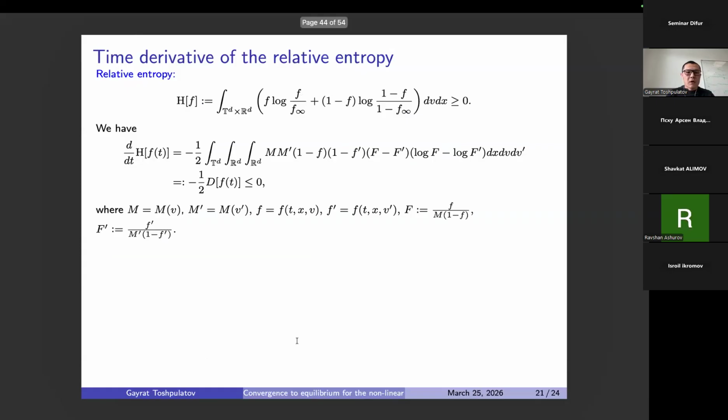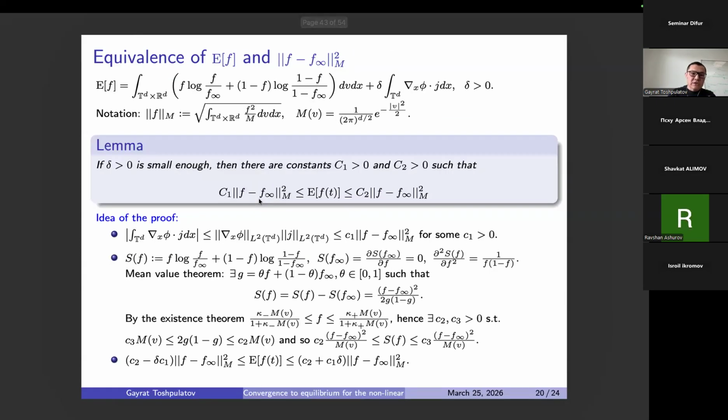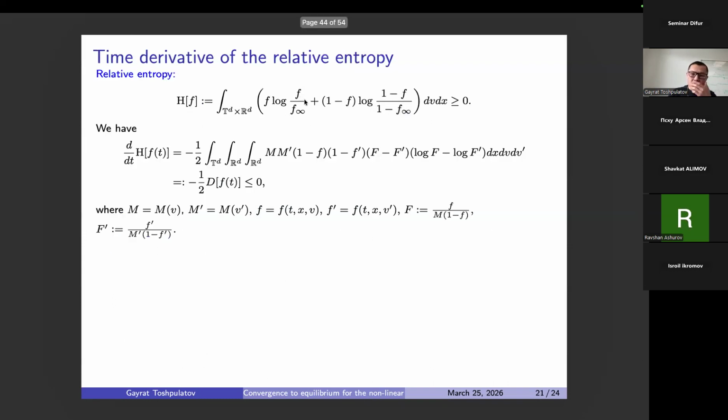So we know this functional is equivalent to this weighted L2 norm. Next, we now consider the relative entropy. As I told you before, the time derivative of the relative entropy is non-positive, but we can compute it explicitly. When you compute it, we get such an expression.